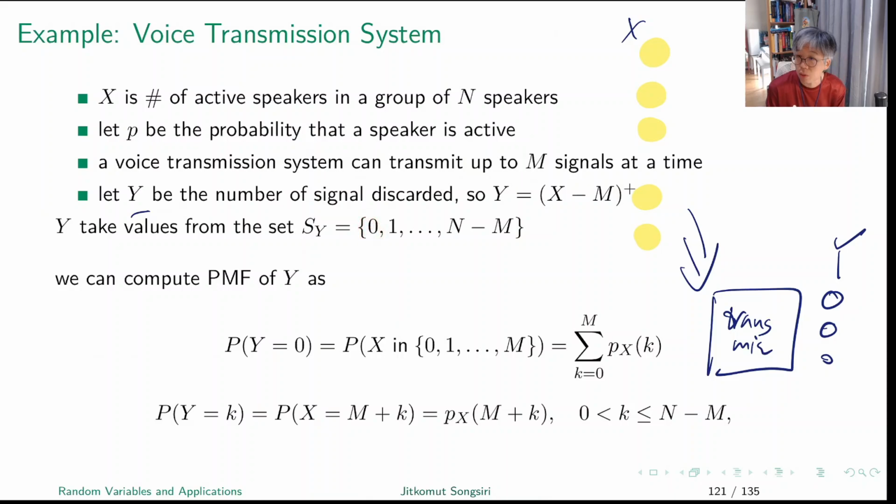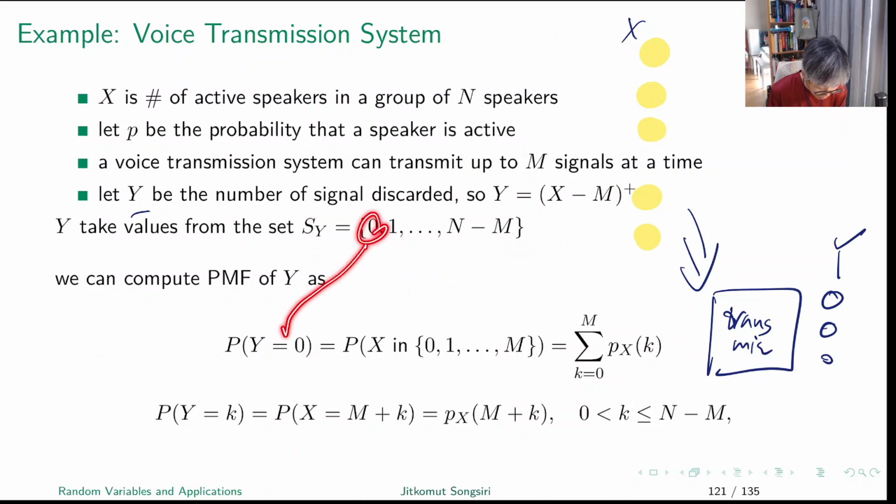Y could be 0 when X is less than or equal to M. And Y can take a value from 1 to big N minus big M. That's the case where X is greater than M. So we can derive the PMF of Y for each case.